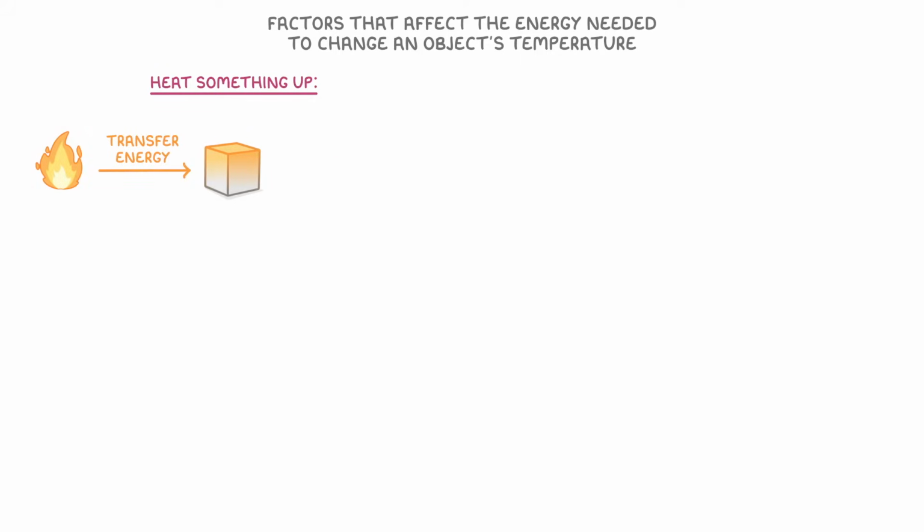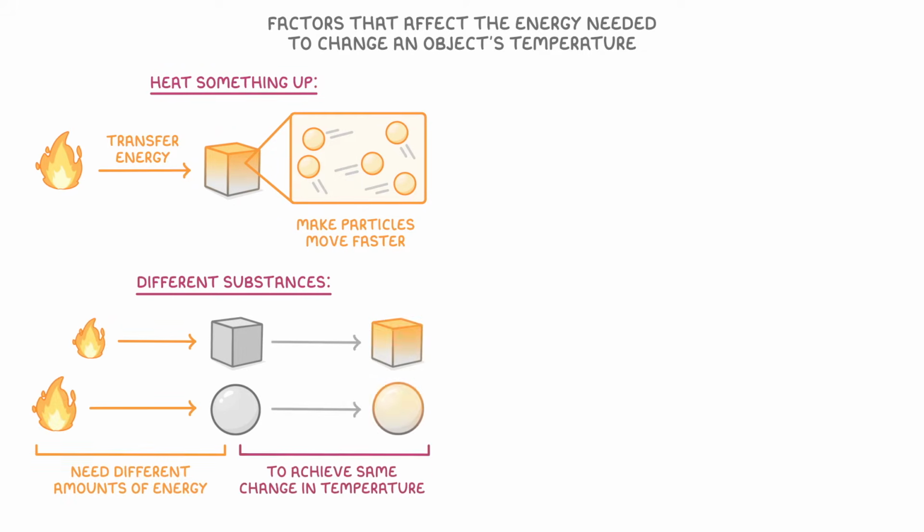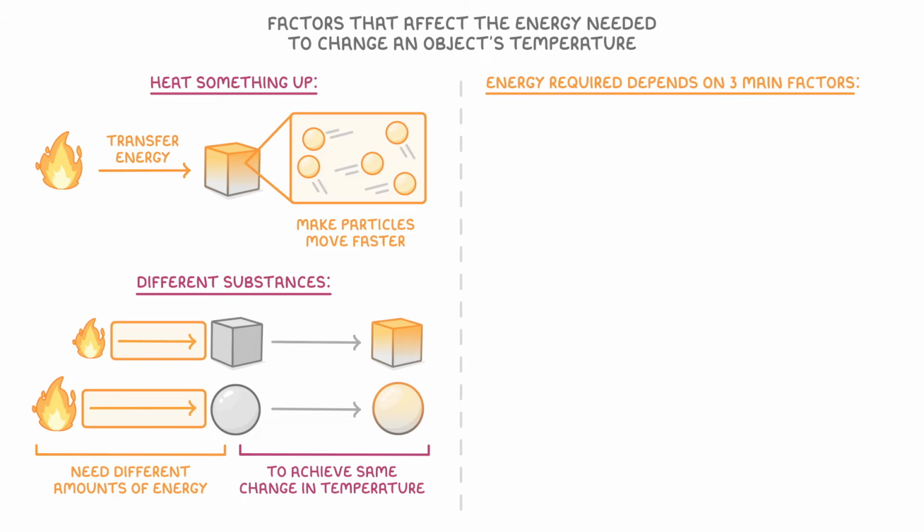Finally then, let's look at the factors that affect the energy needed to change an object's temperature. When you heat something up, you transfer energy to it to make its particles move faster. But different substances need different amounts of energy to achieve the same change in temperature. And this amount, the energy required, depends on three main factors.